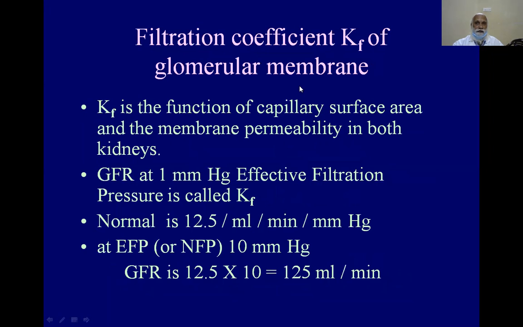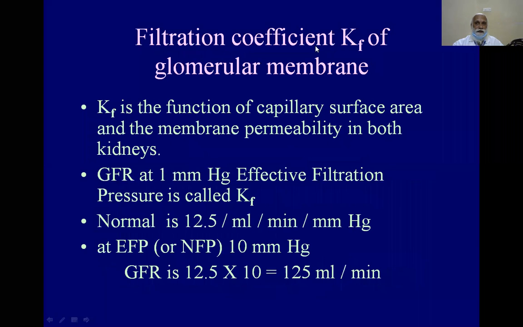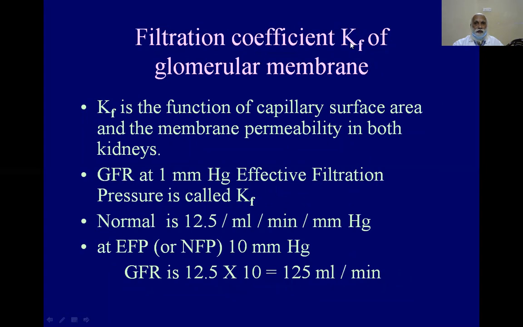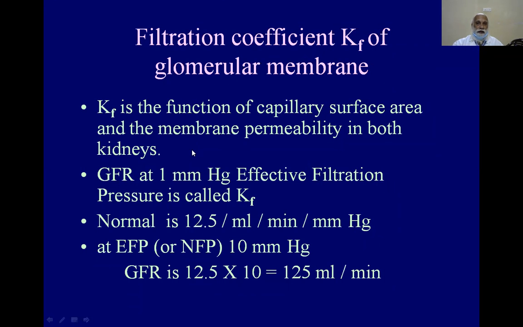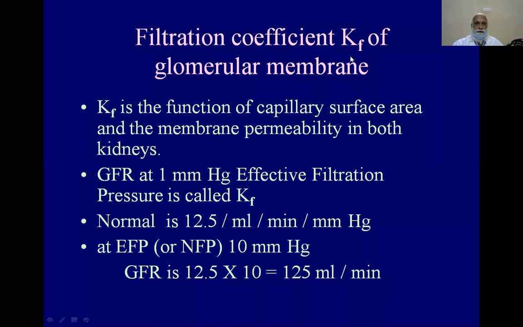Now we come to what is the filtration coefficient of the glomerular membrane, KF. This coefficient is a function of the capillary surface area and the permeability. How big is the surface area? How good is the permeability? That's what determines the KF.